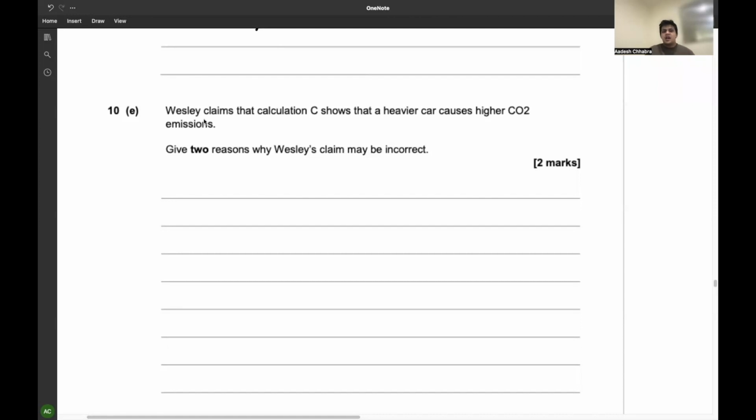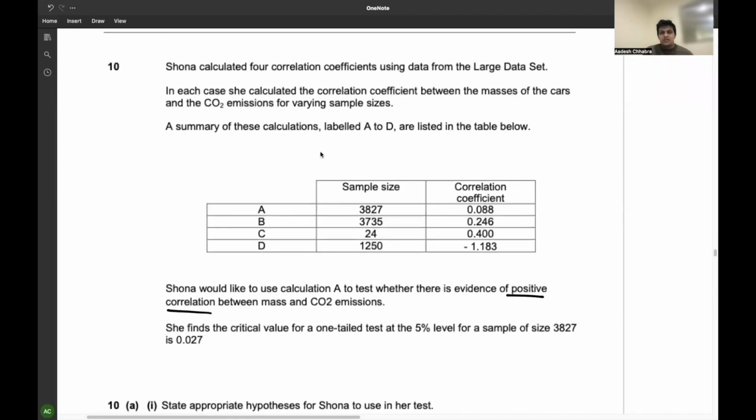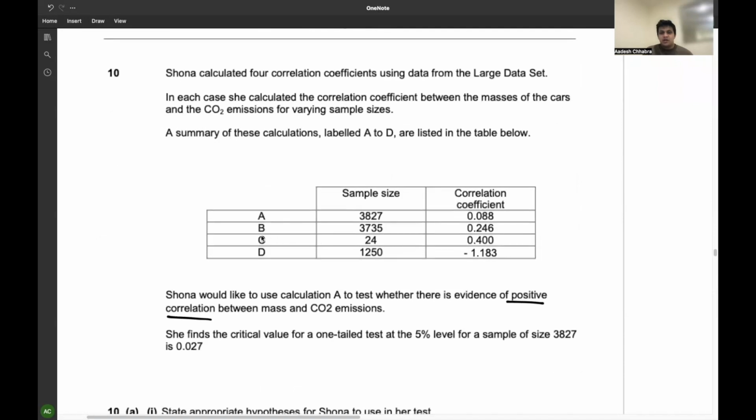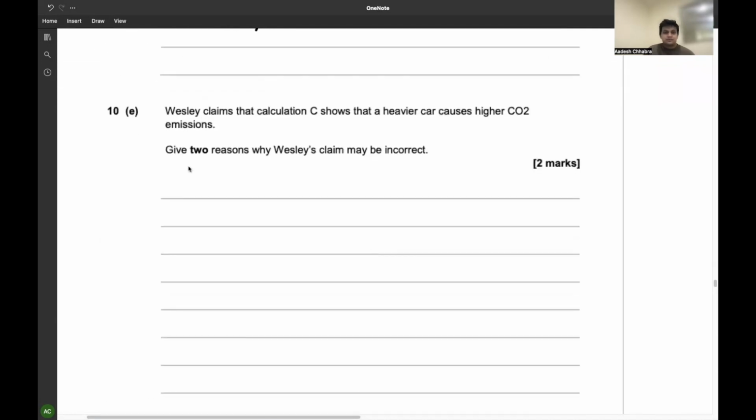So for question 10E, Wesley claims that calculation C shows that a heavier car causes higher CO2 emissions, and we have to give 2 reasons why Wesley's claim must be incorrect. So our first claim could be that if we look at calculation C, the sample size is really low. So our first point here could be that the sample size is too small to be sure.